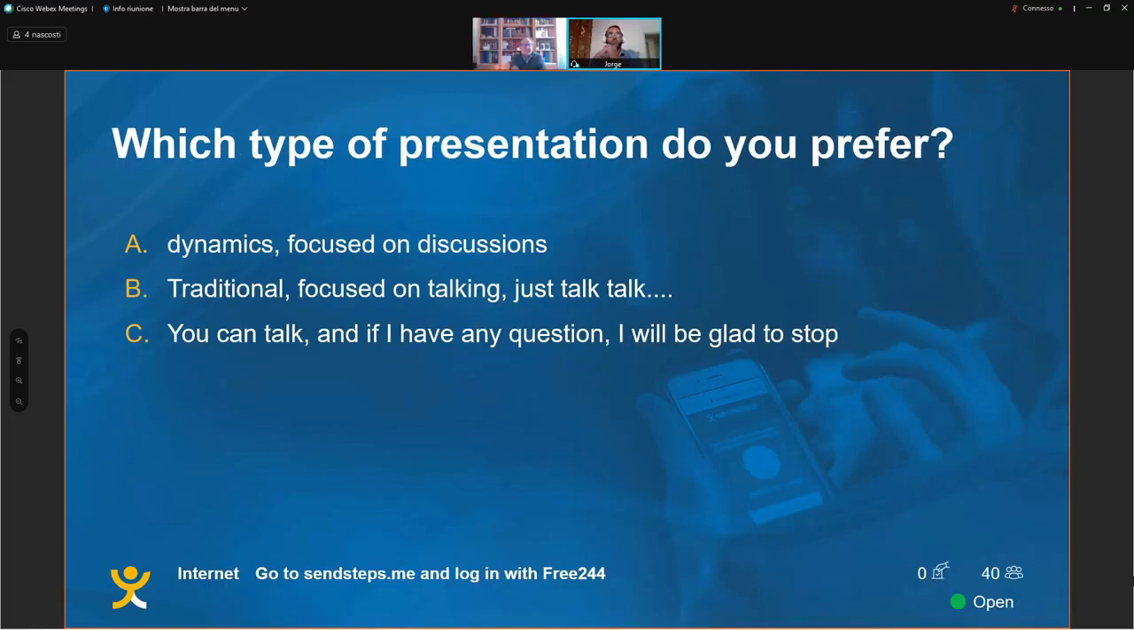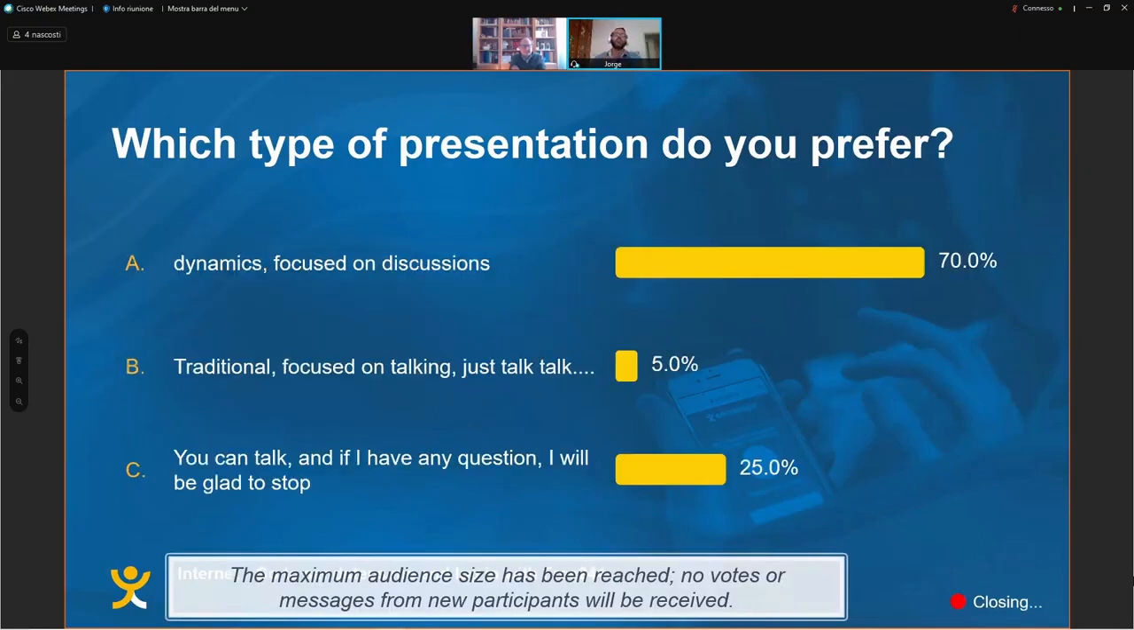Which type of presentation do you prefer? As I told Mark, I prepared two presentations. One presentation is more dynamic, where I'm going to talk to you and discuss a few things. The second is a more traditional presentation. The third one, you just stop me whenever you want. So do you prefer dynamic, traditional, or a little bit more like you stop me whenever you want? Perfect. I love this group, because you tell me what I want to hear.